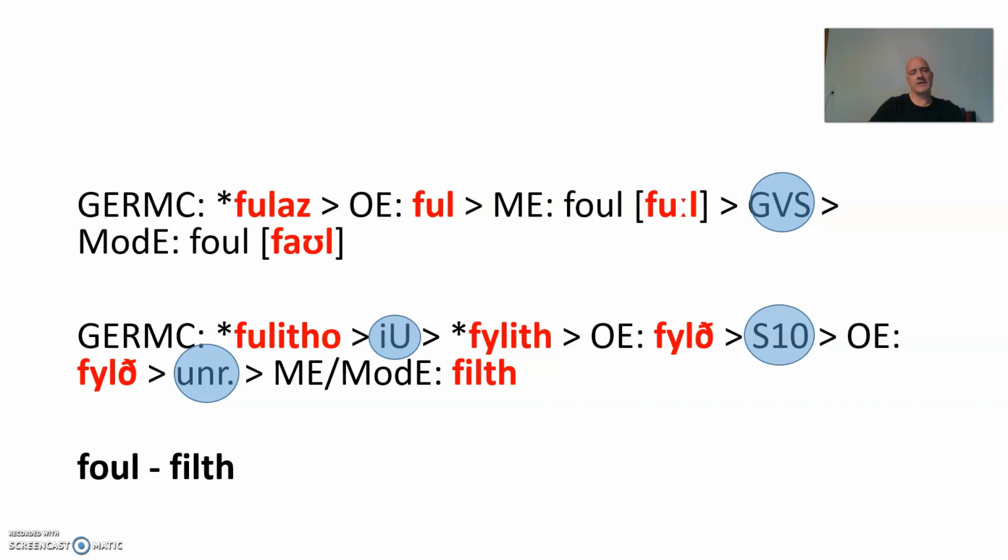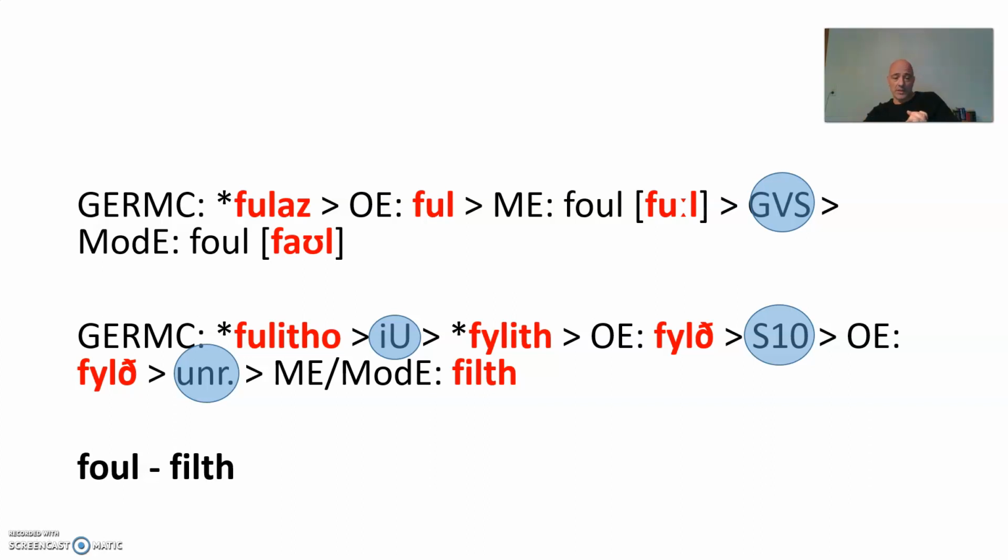Let's have one last example here. Foul and filth, same thing, and I wanted to show it because it goes right through all the sound changes we've already discussed. In Germanic there must have existed fullas, meaning full, and there you see there is no I. Fullas becomes fool in Old English, and fool is a long vowel, goes into the great vowel shift, and foul eventually, no problem here.